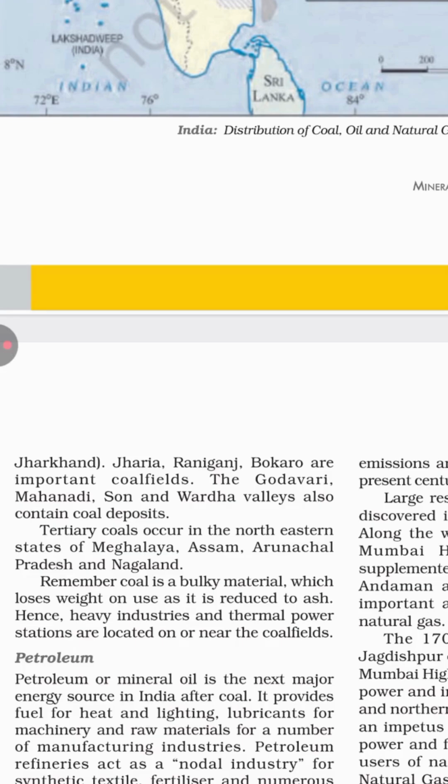Coal is a bulky material and loses weight on use as it is reduced to ash. So see what happens is, because the transportation cost is huge, most of the iron and steel or smelting industries and thermal industries, those which use huge amounts of coal, are concentrated very near the coal fields.